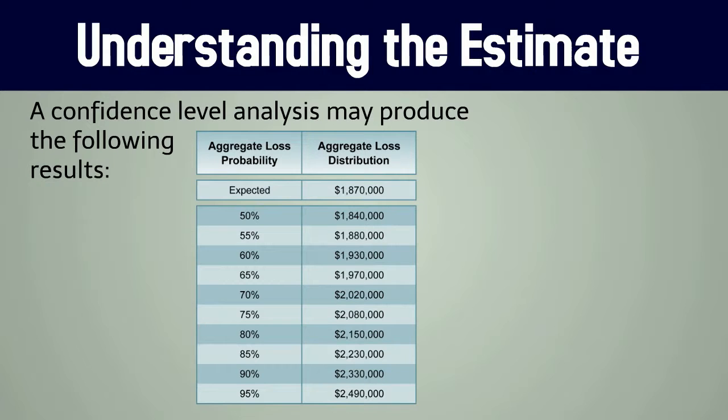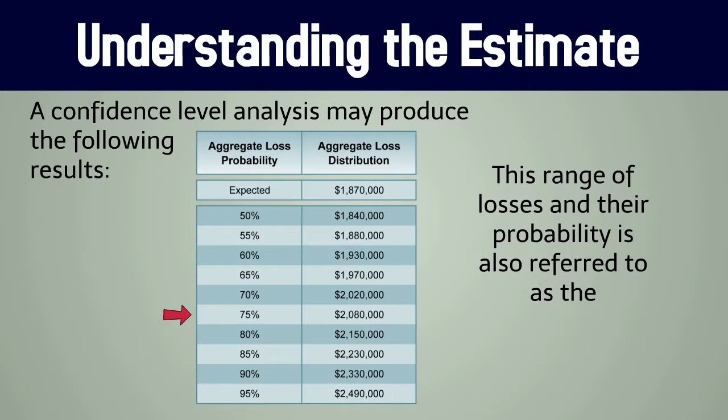Now in this example, budgeting for a loss amount of $1,880,000 should be adequate to cover all losses that occur in the projected period 55% of the time. This means that 55 out of 100 times losses will be less than or equal to $1,880,000. Larger loss amounts relate to higher confidence levels. For example, there is a 75% probability that losses will not exceed $2,080,000.